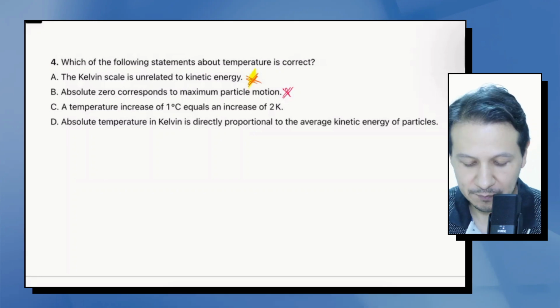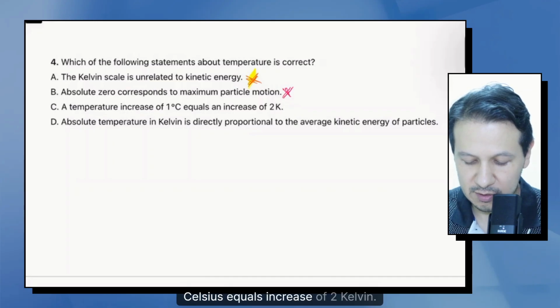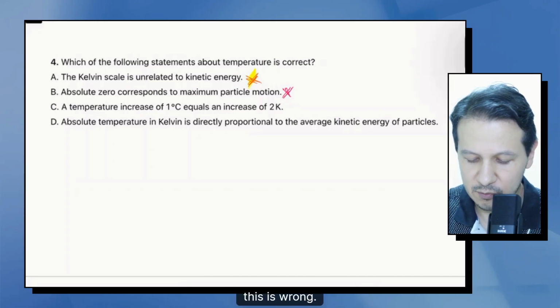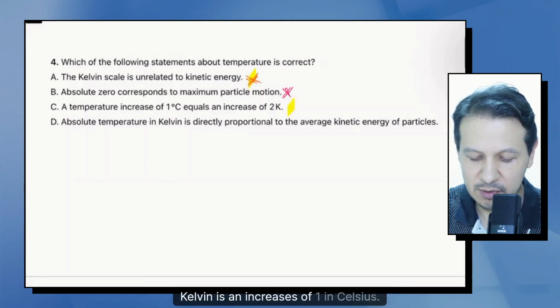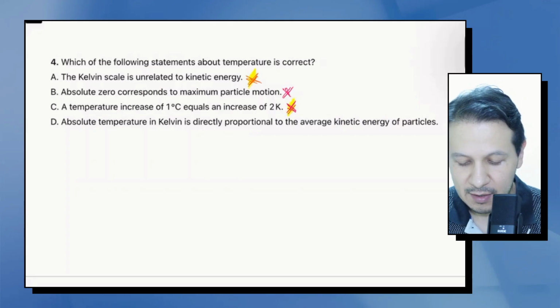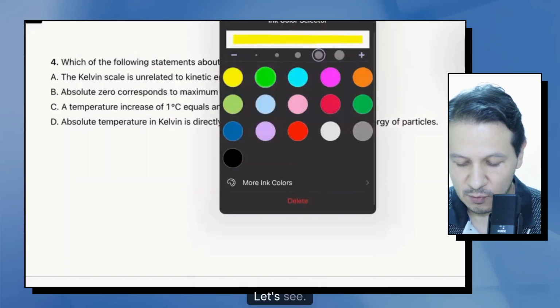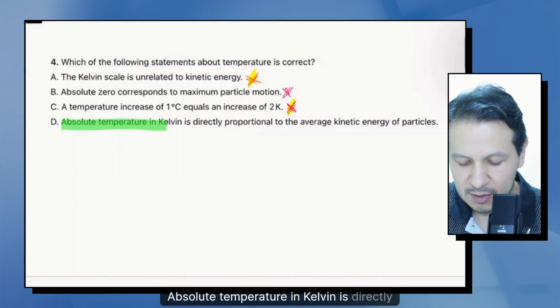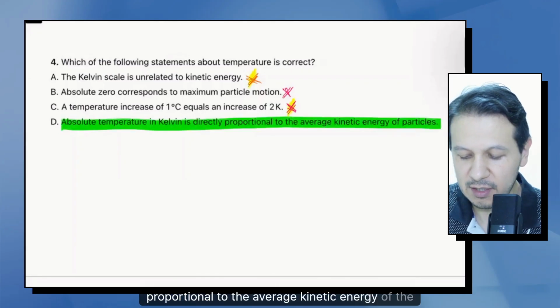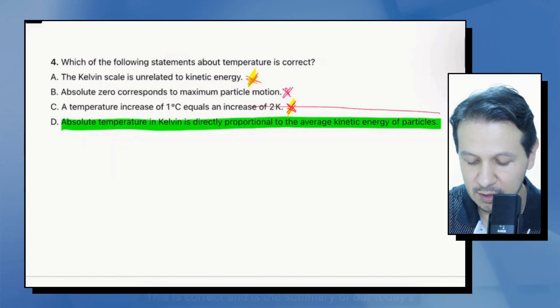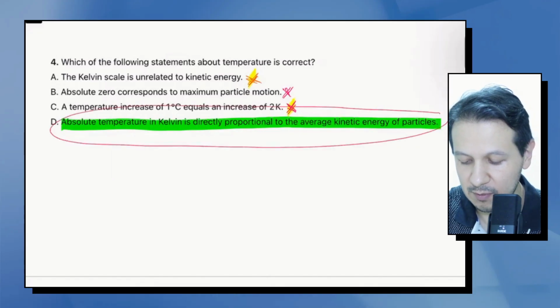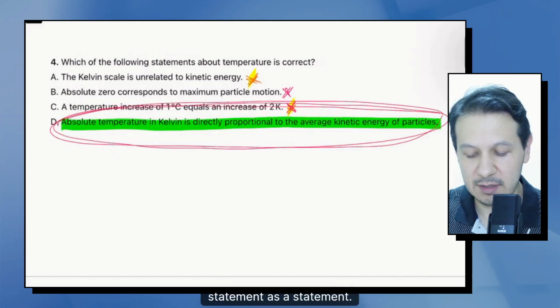It's the only point. A temperature increase of 1 Celsius equals an increase of 2 Kelvin? No, this is wrong. Remember that we said that an increase of 1 in Kelvin is an increase of 1 in Celsius. So the answer should be the last one. Absolute temperature in Kelvin is directly proportional to the average kinetic energy of the particles. This is correct and is the summary of today's lesson, and this is the most important bit. Please keep this statement.